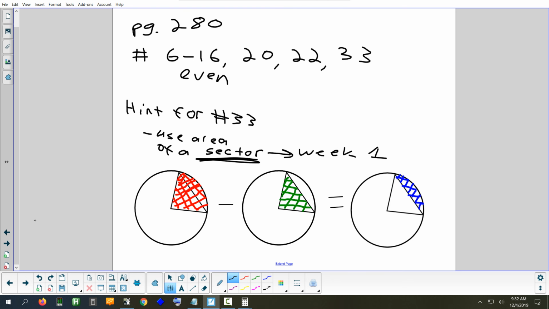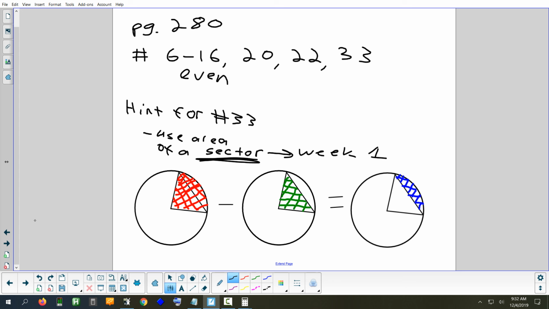Okay, so homework tonight on page 280. 6 through 16, just the evens. 20, 22, and 33. And I'm giving you a hint for number 33.